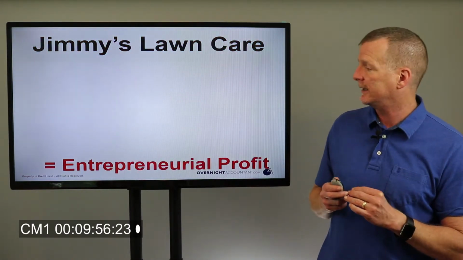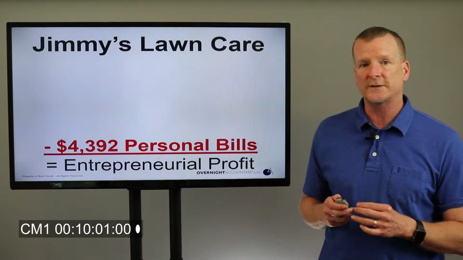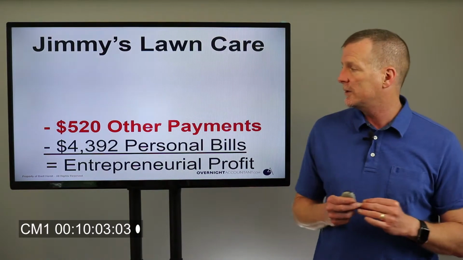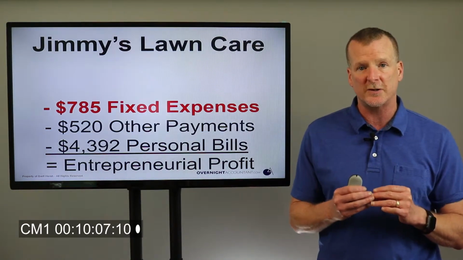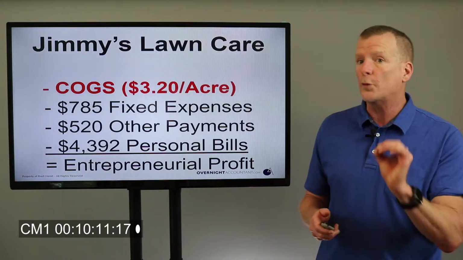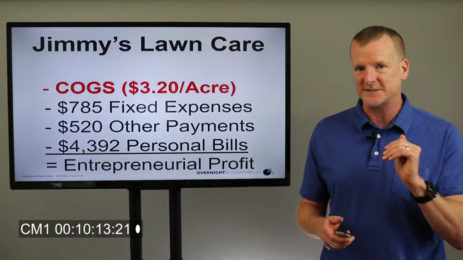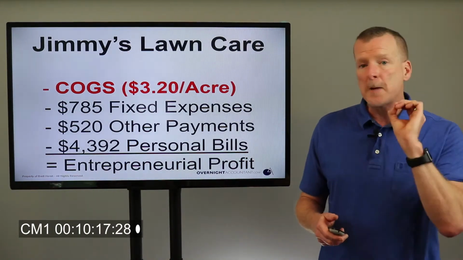So now we have Jimmy's Lawn Care. Entrepreneurial profit is what we're after. We know that his personal bills are $4,392. We know that his debt and other payments are $520. We now know that his fixed expenses are $785, and all these are on a monthly basis. Now, cost of goods sold or variable costs, that's where I slipped that cost of goods sold in there I told you about earlier. That's $3.20 per acre.